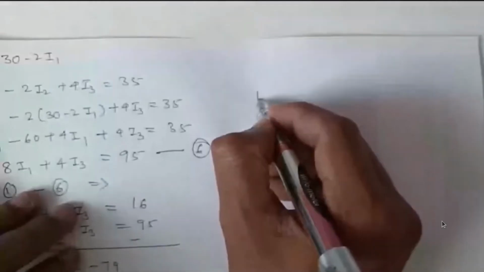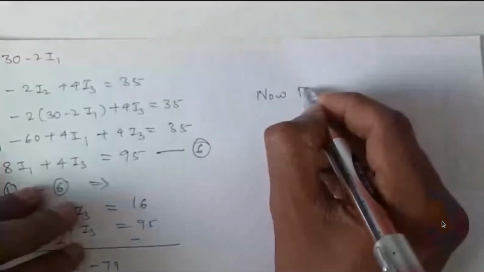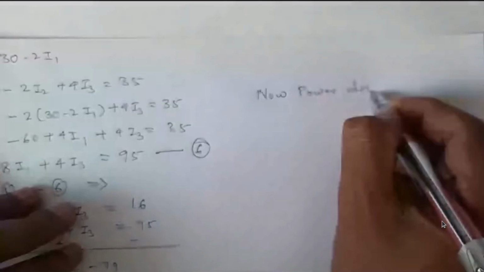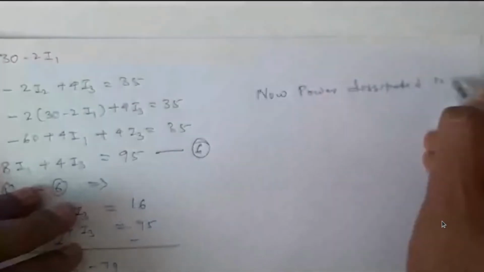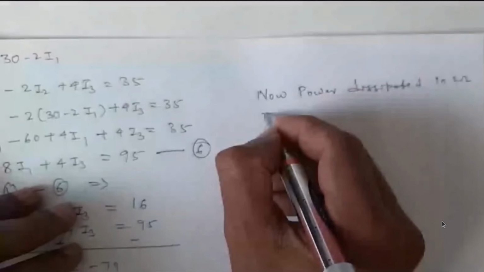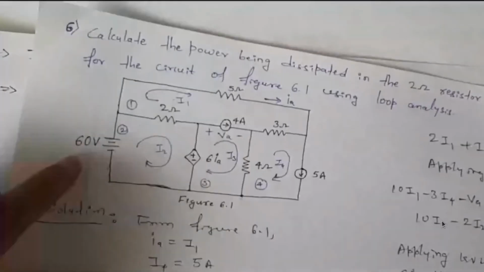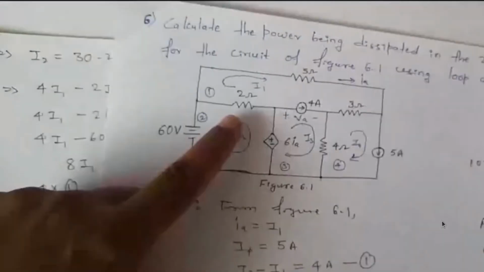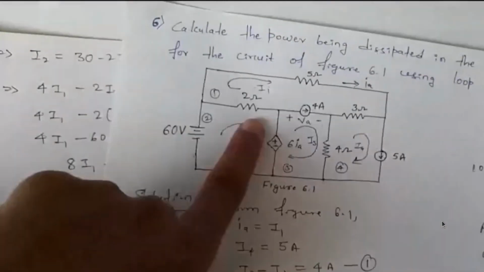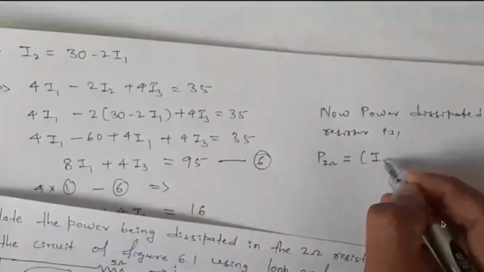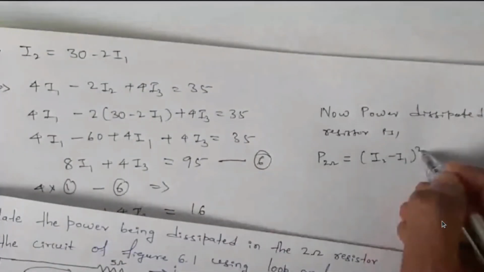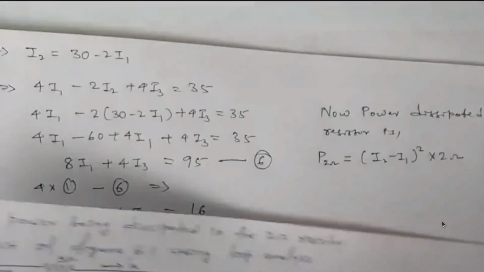Now here I'll write the power dissipated in the 2 ohm resistor. It is given by P equals voltage square divided by resistor, or current square into resistor. The current through this 2 ohm resistor is I2 minus I1, squared, into R. R is 2 ohm, right?